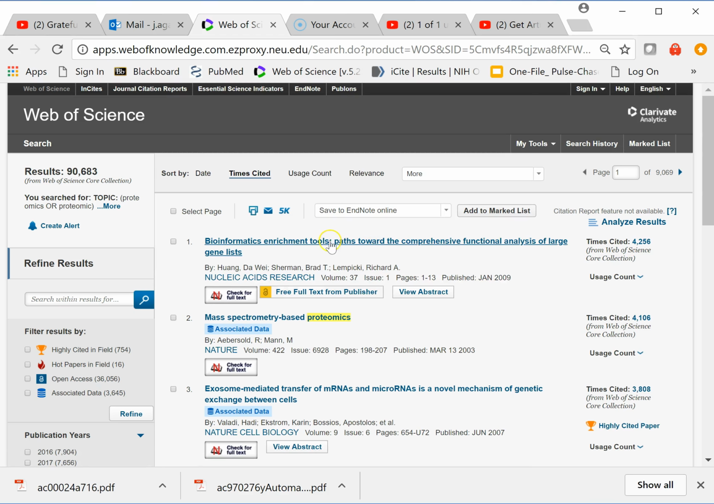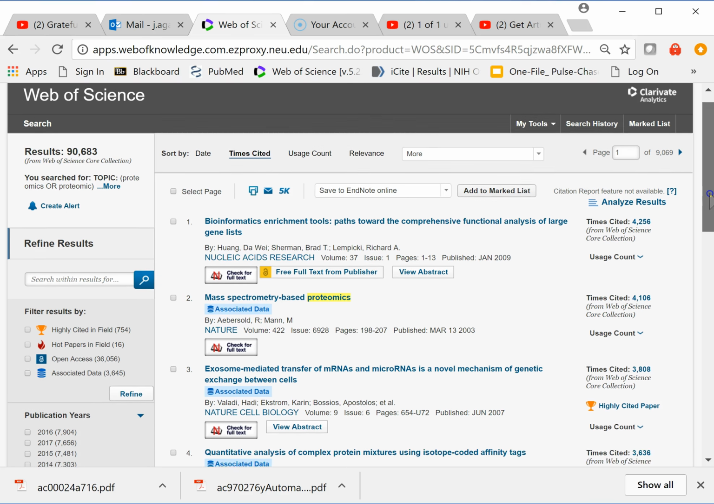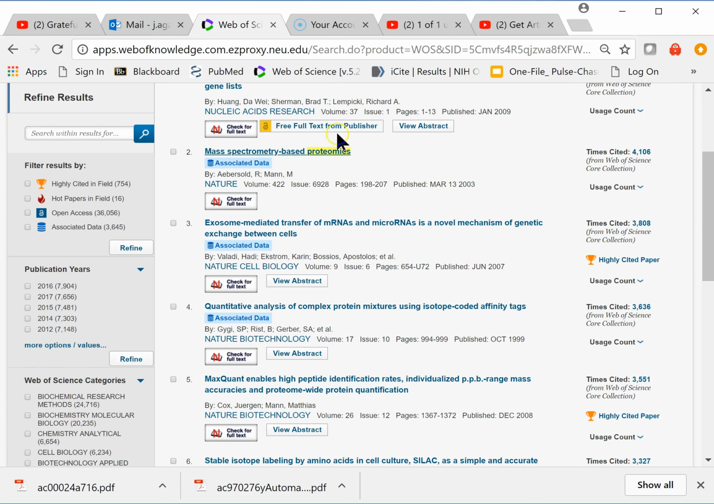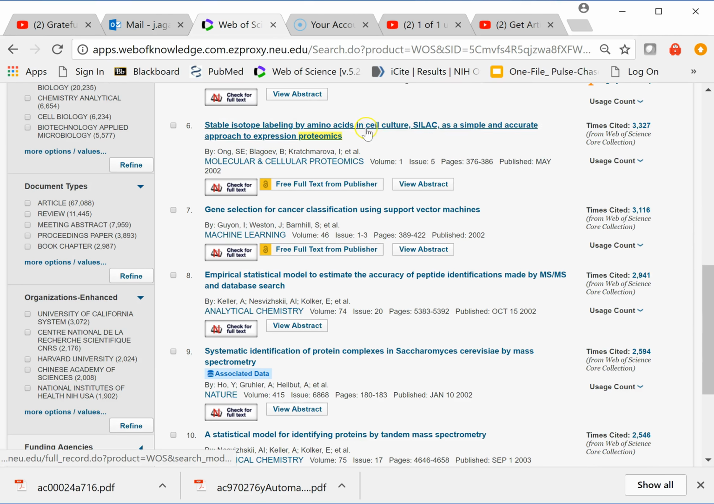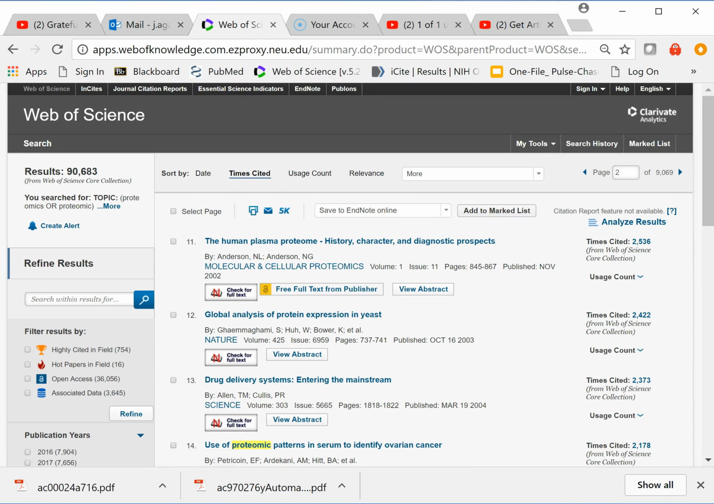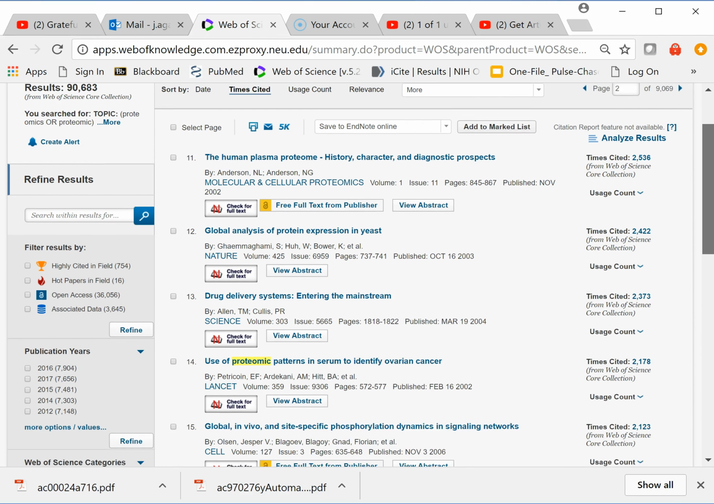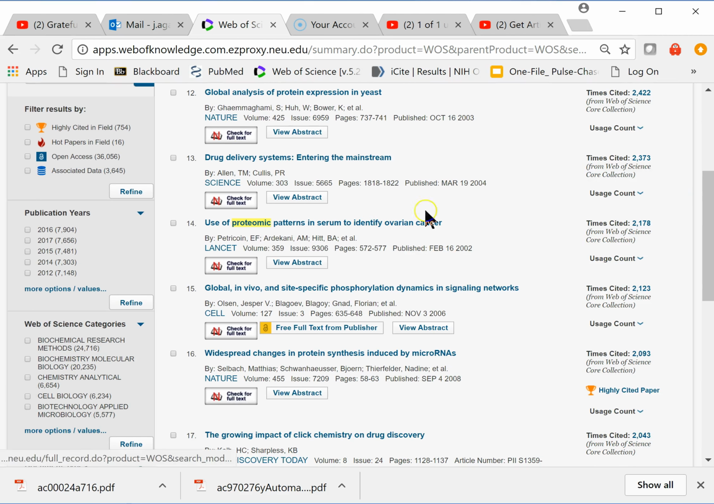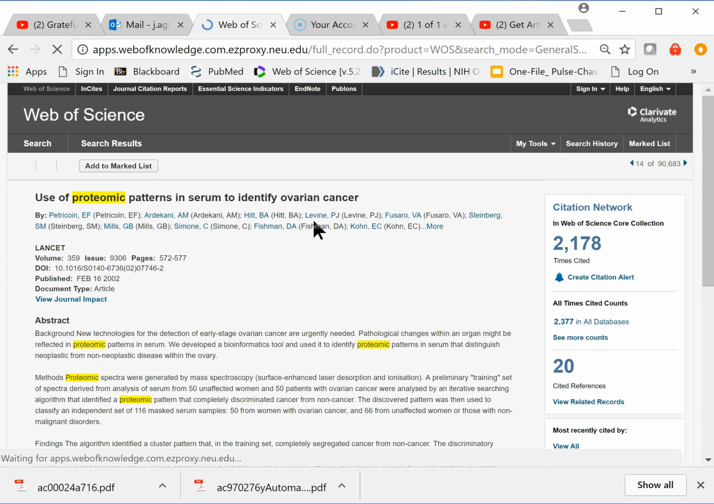we have it. Bioinformatic enrichment, mass spectrometry-based proteomics. We saw that review before. Exosomes, this is actually applied. MaxQuant, that's by Matthias Mann. SciLac, we've got large-scale protein identification, more on database searching, algorithms, the big ones being, of course, Mascot and Sequest. And we keep going, and we see right here, number 14, cited 2,100 times, use of proteomic patterns to identify proteins in ovarian cancer. Now, we could go into this.